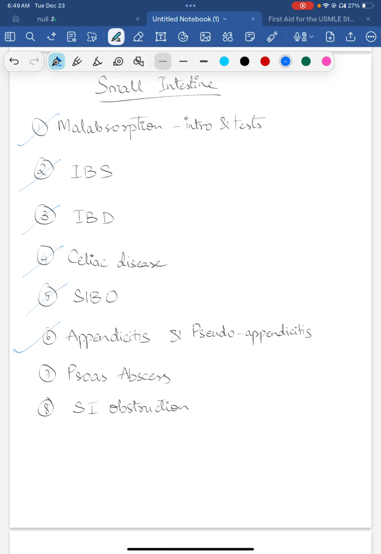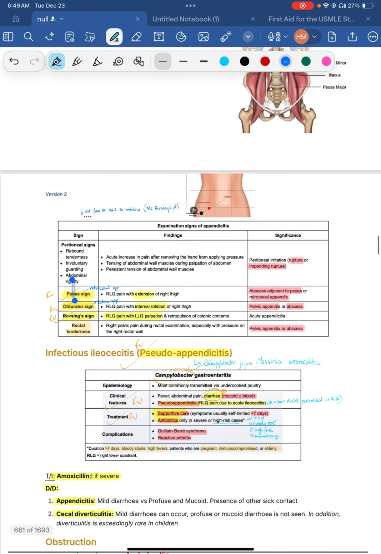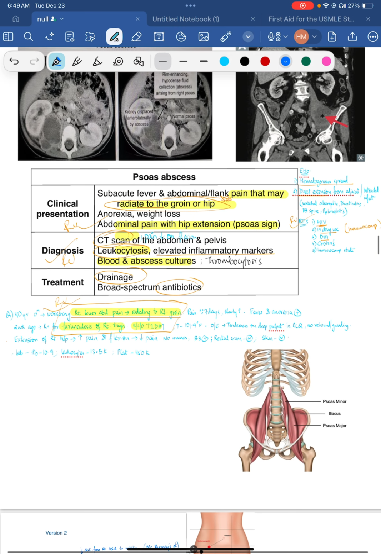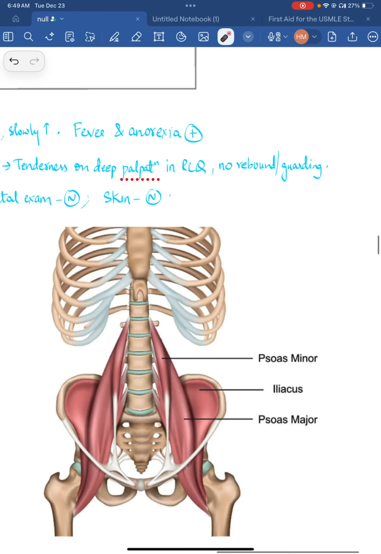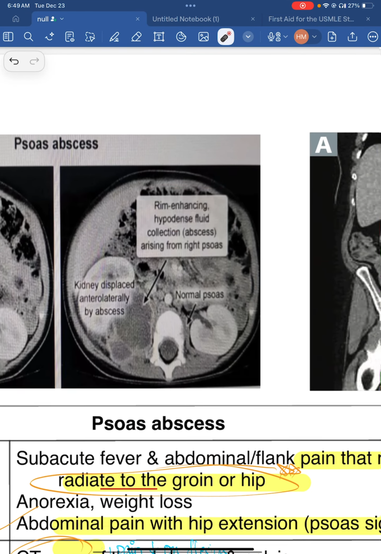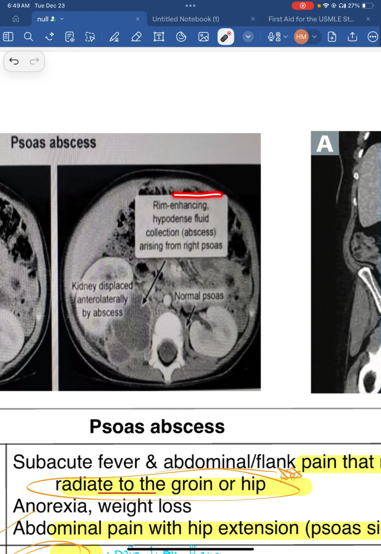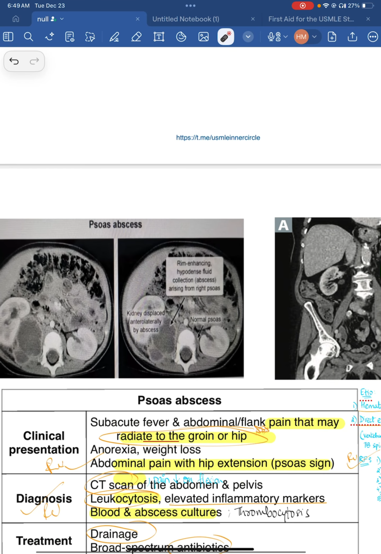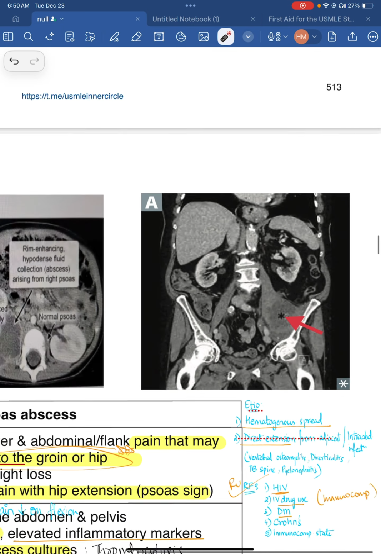Now let's go towards the psoas abscess. What is a psoas abscess? First, you need to know about the psoas muscles. You have psoas muscles coming here and attaching. One is attaching to the femur, one is attaching to the pelvic bone. That's why, when you have an abscess in this region, the abscess is a rim enhancing hypodense fluid collection, right? And you can see this abscess over here. Kidneys are displaced anterolaterally by the abscess. You can see an abscess over here.